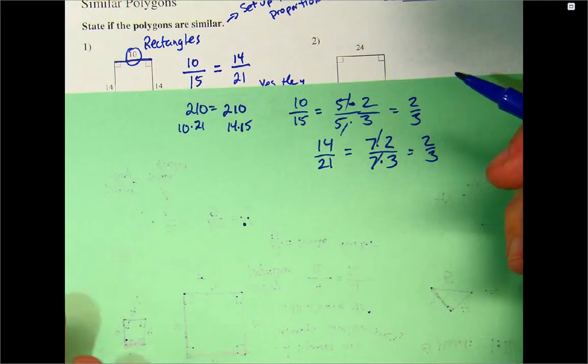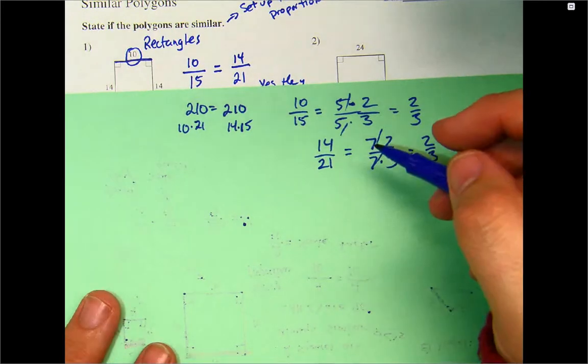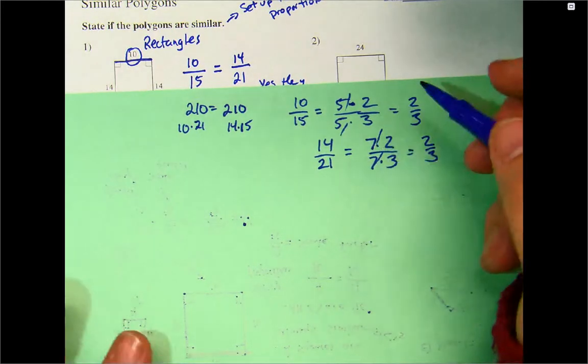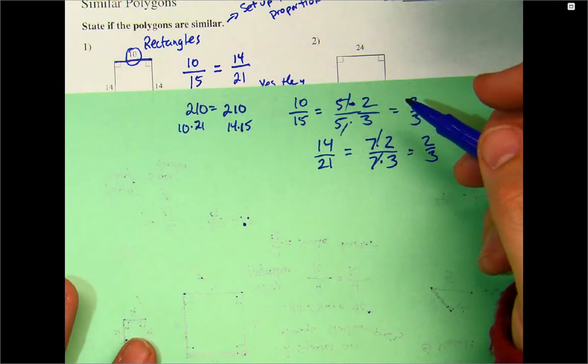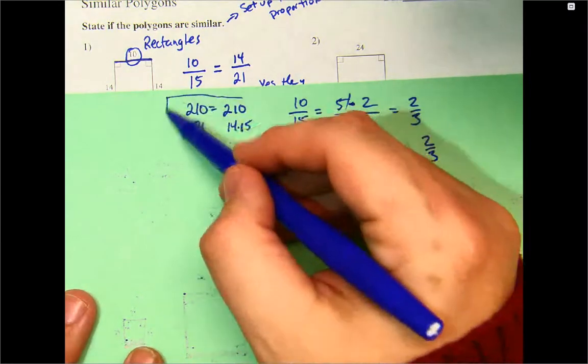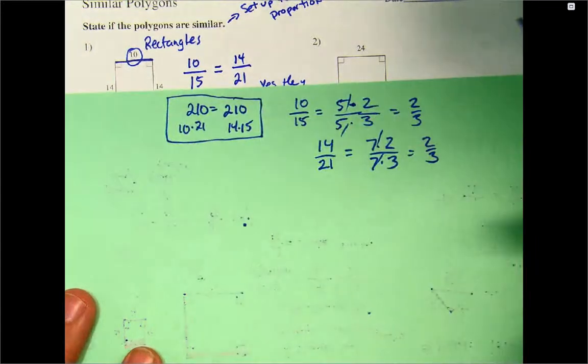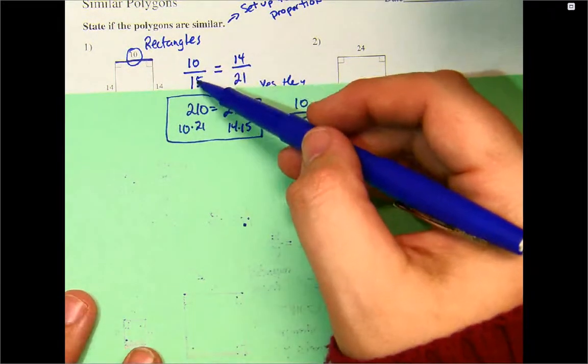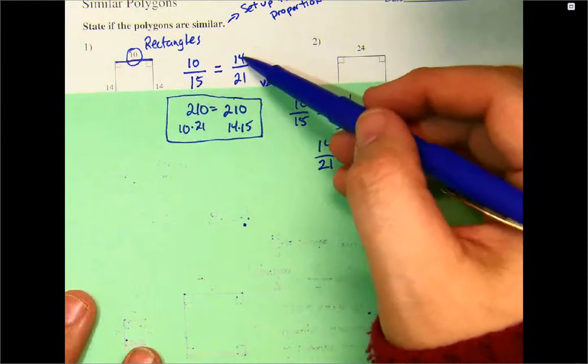Absolutely. So you could have set that up. That would have been perfect. 100% perfect. So you could do the cross product, get the answer. You can just do the math, 10 divided by 15, see what that is. That should be equal to 14 over 21.